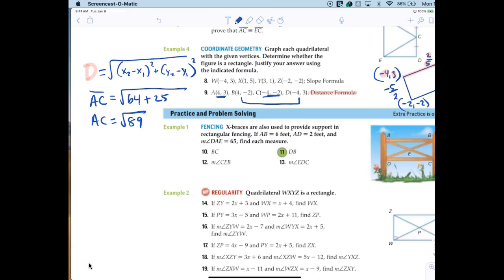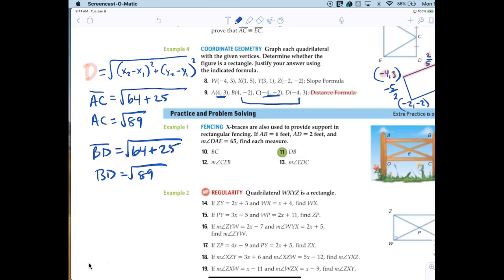Now let's try to figure out what BD is. Square root of 64, and then 25. That'd be 89. There you go. So is it a rectangle? Yes, it is a rectangle because the diagonals are congruent. The diagonals are congruent. Anybody have any issues with that? Anybody have any issues?